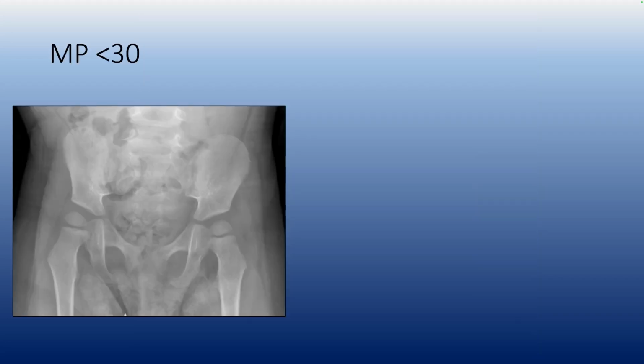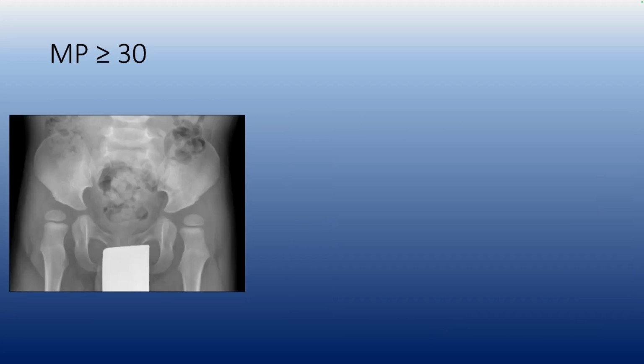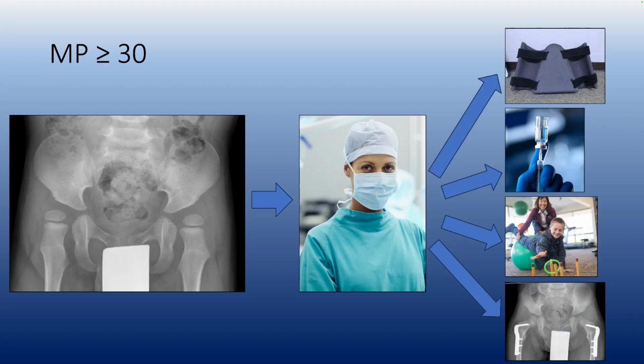When both hips have a migration percentage less than 30 and the patient is otherwise doing well, continue to monitor as per hip surveillance guidelines. When either hip has a migration percentage equal to or greater than 30, or the patient has pain, a referral should be made to a pediatric orthopedic surgeon for assessment and discussion of potential management options.